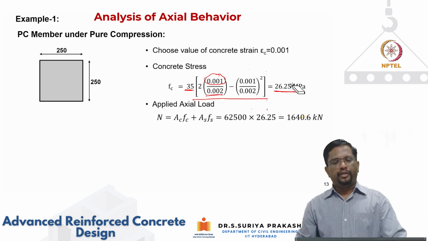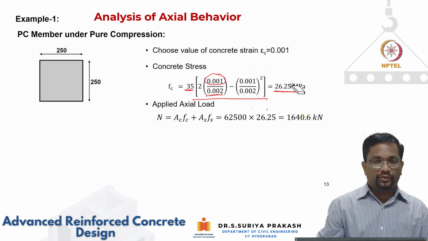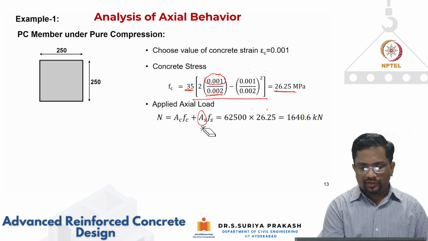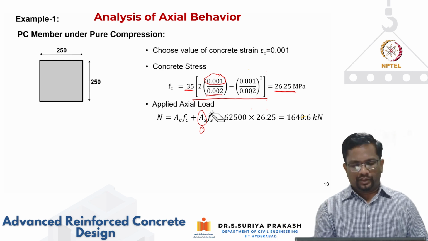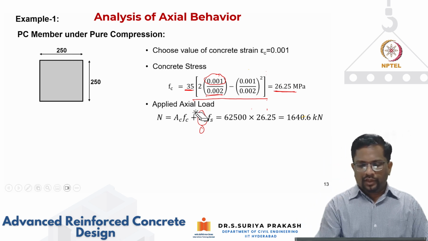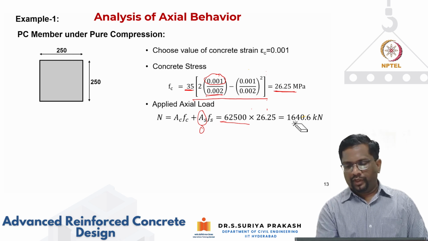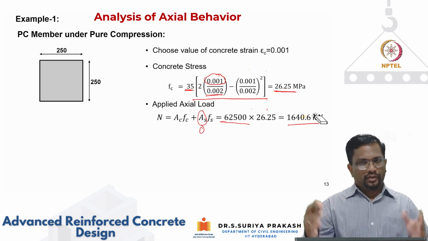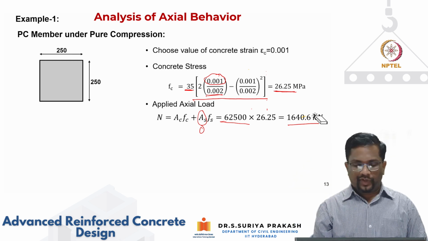Now I got the stress in the concrete, and we don't have any steel. So steel is zero, so there is no steel, only this component As is zero. We don't need to worry about the stress in the steel because there is no steel. So the total load resistance at this strain is the area of concrete, 62500, multiplied by 26.25. You get 1640.6 kilonewton. That's quite a big load, even though it is plain concrete. Under compression, you have very high capacity.